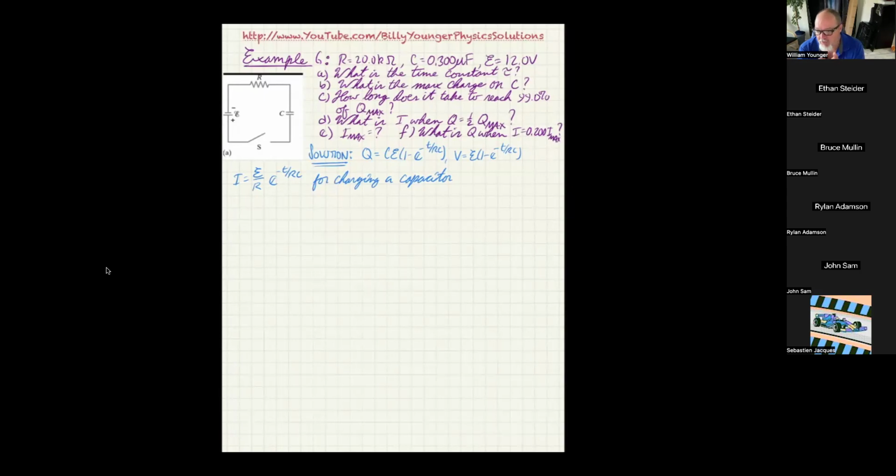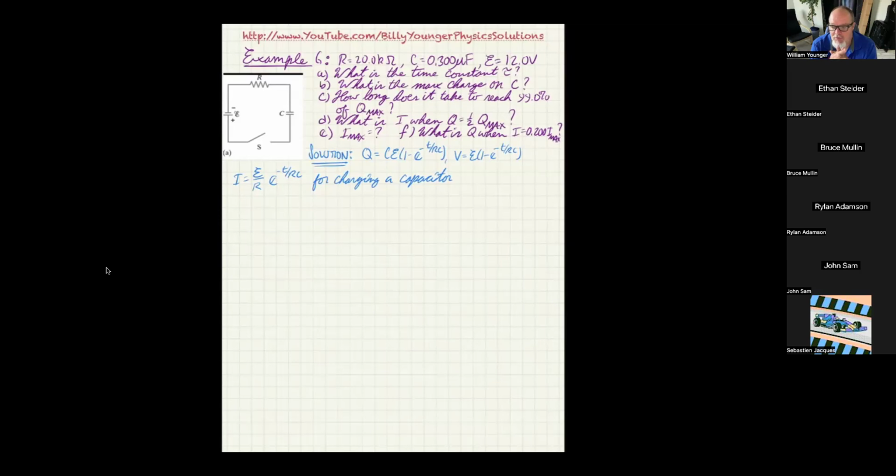Now you got to turn it into voltage. So remember the capacitance equation says C equals Q over V. So V is equal to Q over C. So we're going to say plus E, the electromotive force, minus Q over C, or 1 over C times Q, minus IR is equal to 0.